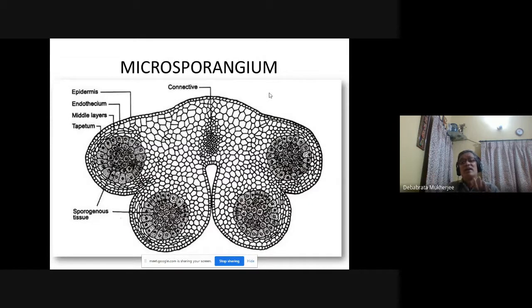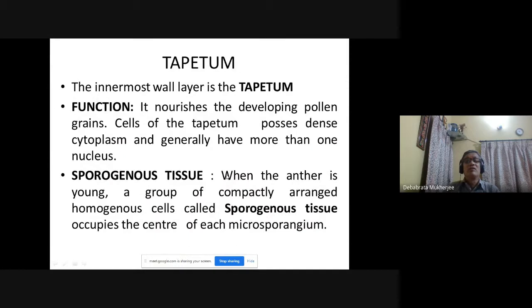And this one is an enlarged view of a microsporangium. There are the epidermis, endothecium, middle layer, tapetum, and this sporogenous tissue, and there is the connective tissue, which is distinctly marked. Students, then we will talk about the tapetum. The innermost layer is the tapetum. Its function is significant: nourishing the developing pollen grain.